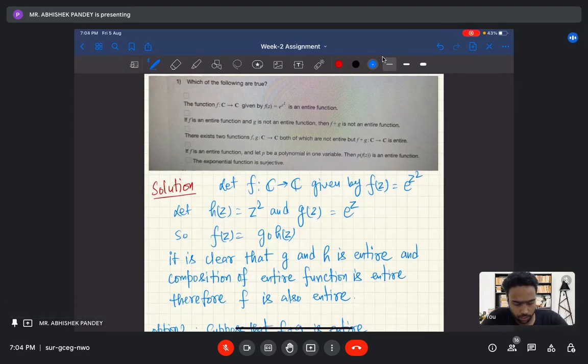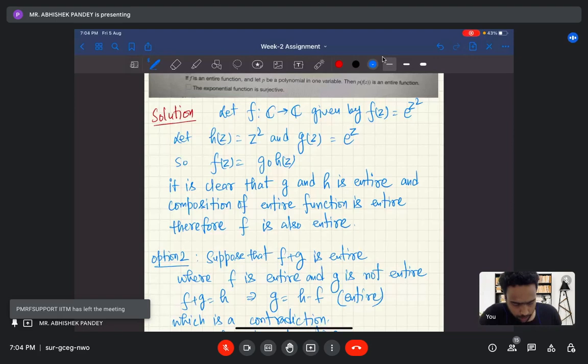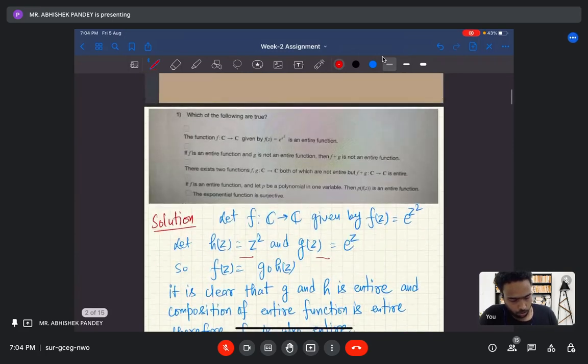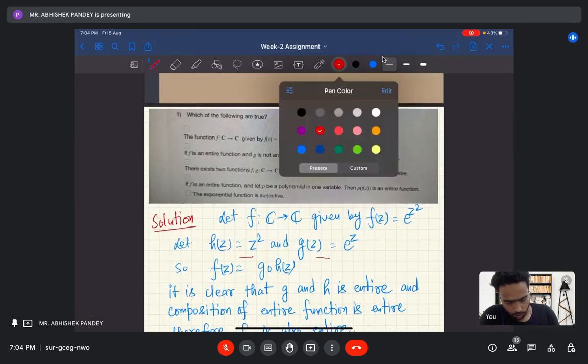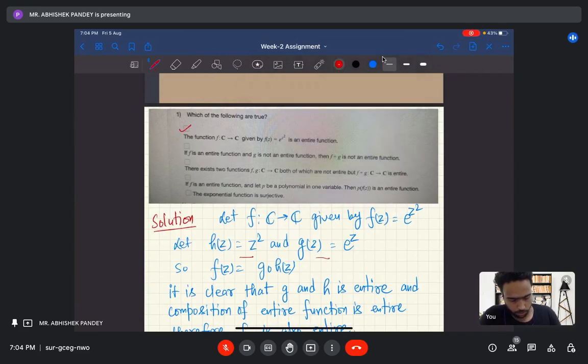The first option is the function f from C to C given by f(z) = e^(z^2) is an entire function. Let h(z) = z^2 and g(z) = e^z. Then f(z) will be the composition of g and h. It is clear that g and h are entire, and the composition of entire functions is entire. Therefore, f is also entire. So option 1 is true.